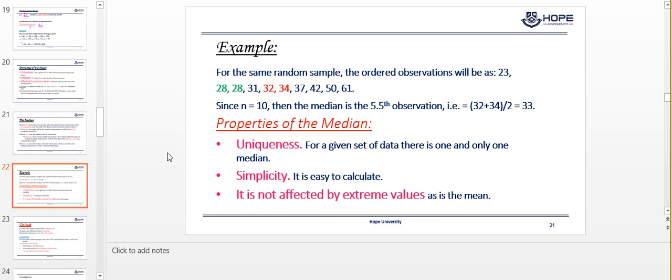The properties of the median are like those of the mean. Uniqueness: a data set has only one median. Simplicity: it is easy to calculate, and it is not affected by extreme values. It cannot be affected by extreme values. Every data set has a unique median.